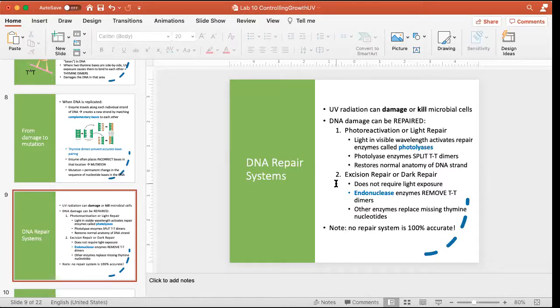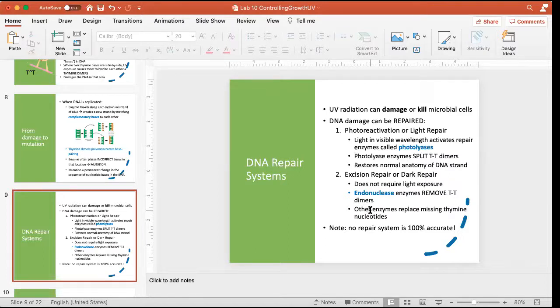Now, excision repair is a little different. First of all, it doesn't need light to happen. The enzymes that are used in excision repair don't even have to be activated. They're already active. They're another family of enzymes called endonuclease enzymes. And what these enzymes do when they find a dimer is they just cut it out. They remove it and they replace it.